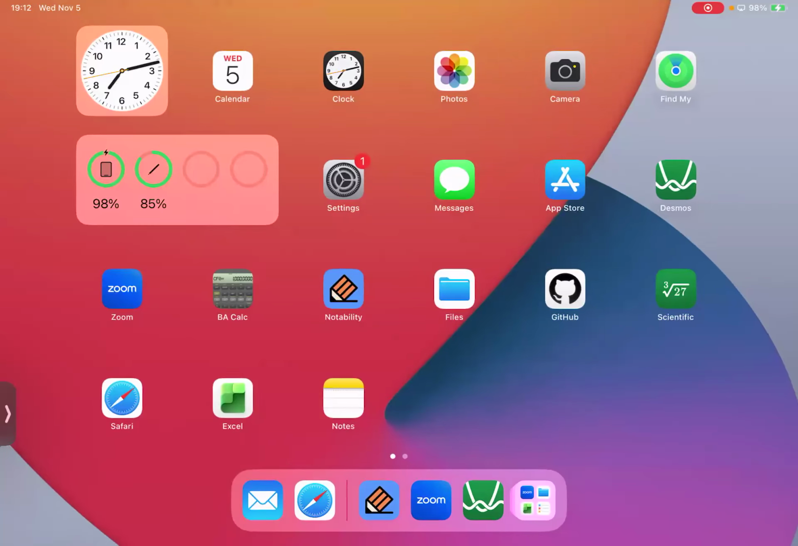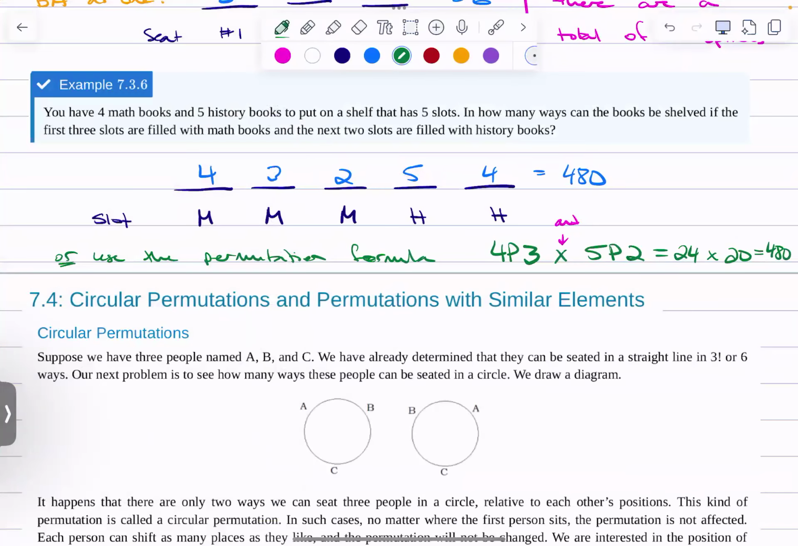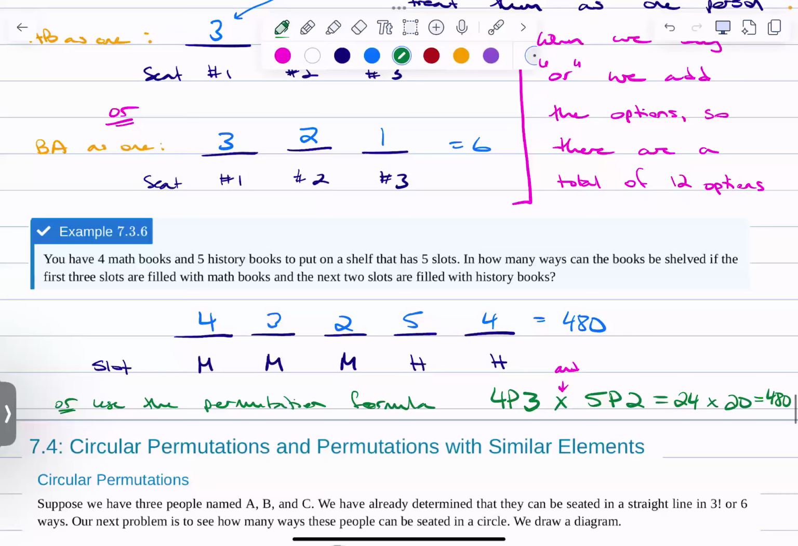How about now? Okay, nice. Any questions about permutations before we level up slightly with some circular permutations?